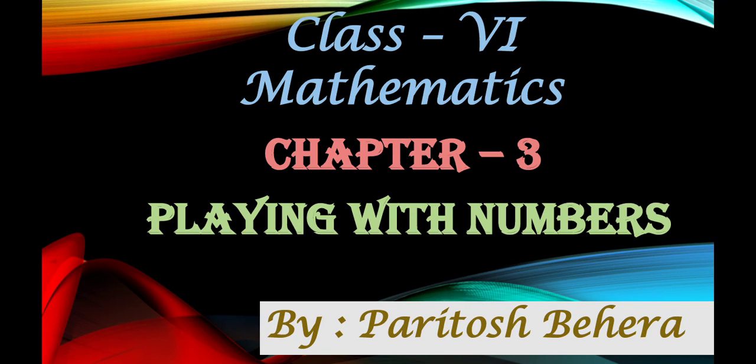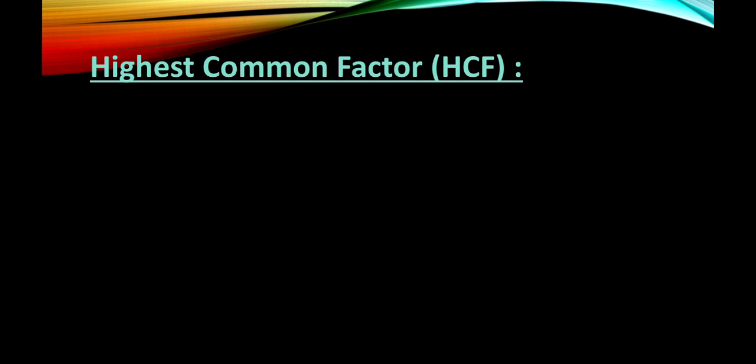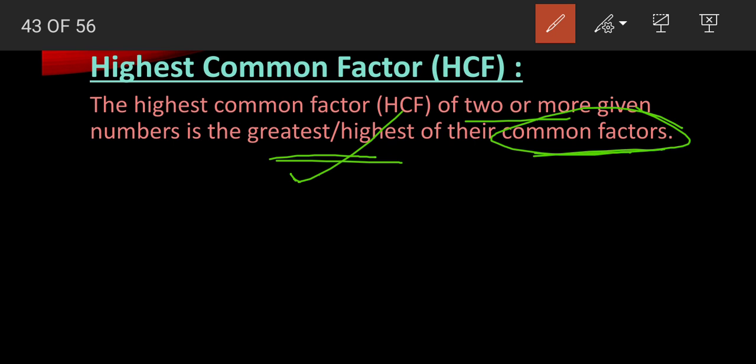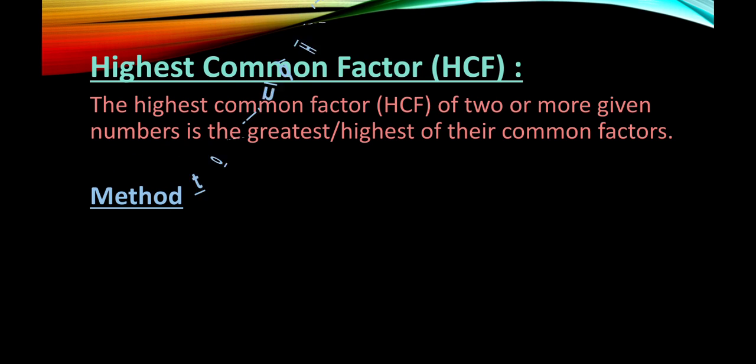Hello everyone. Today we are going to discuss the HCF, that is highest common factor. The highest common factor of two or more given numbers is the greatest or highest of their common factors. These common factors we have already discussed in our previous video, and here we have to find the highest of the common factors. So here is the method to find the HCF.